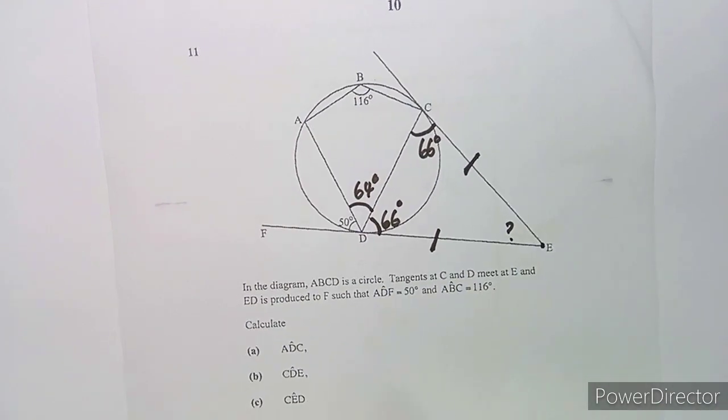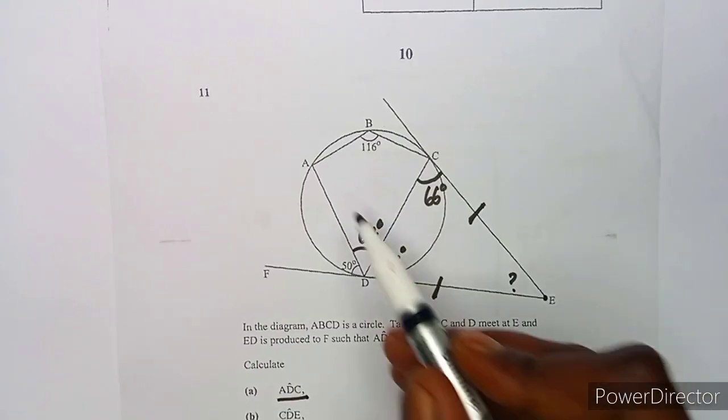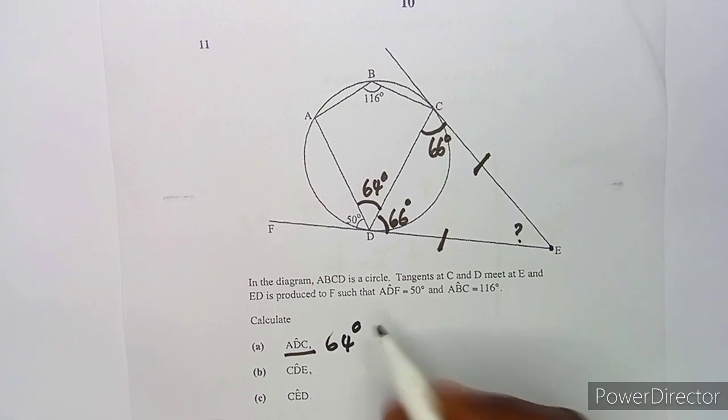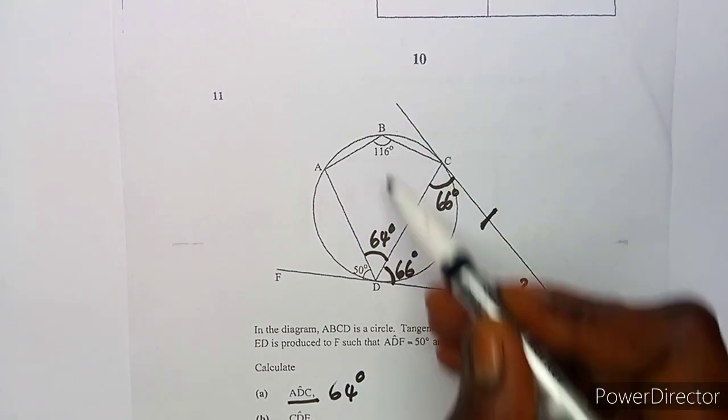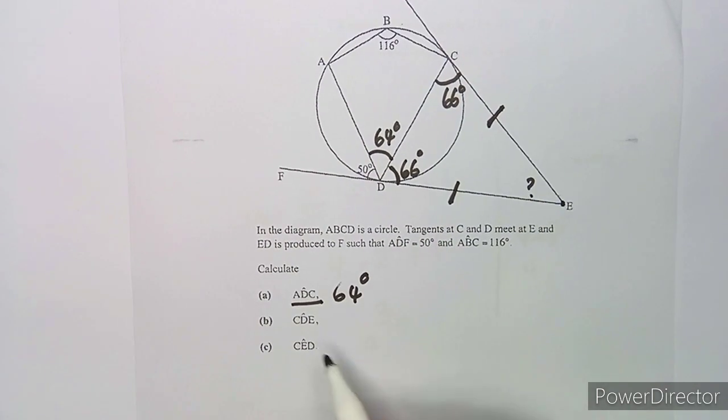Okay, so the first part we are given is to calculate ADC. That's ADC. So already ADC calculated this. We said 64 degrees from which concept: opposite angles of a cyclic quad add up to 180. So you subtract from 180.